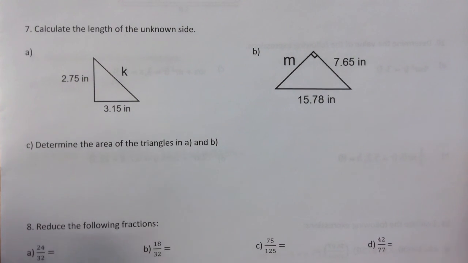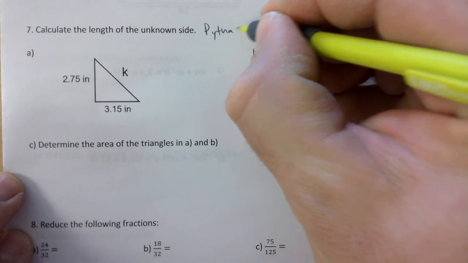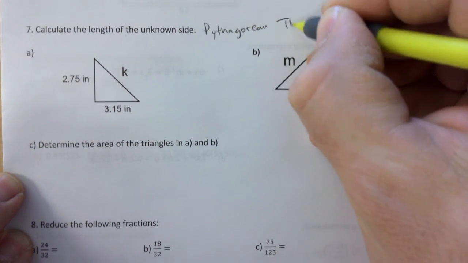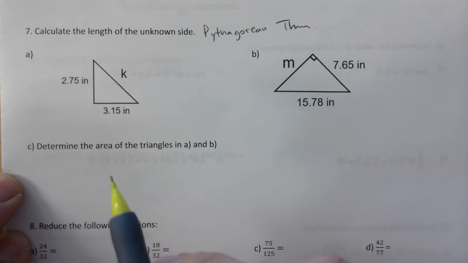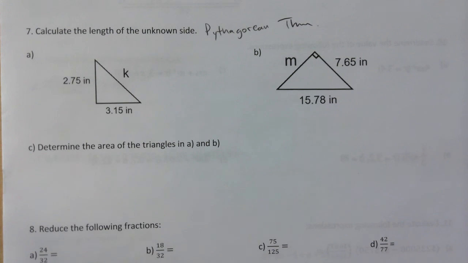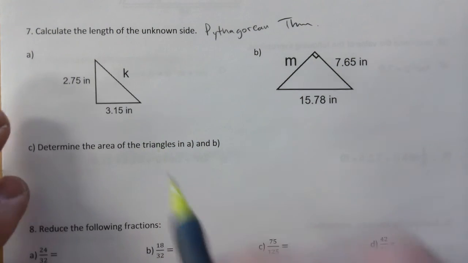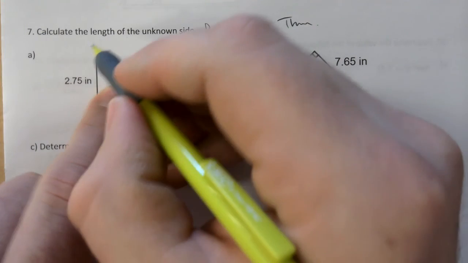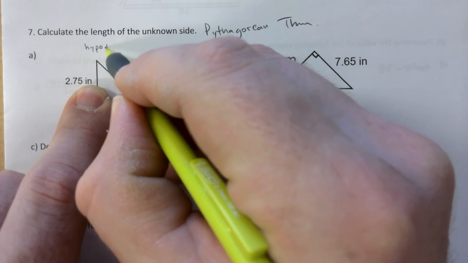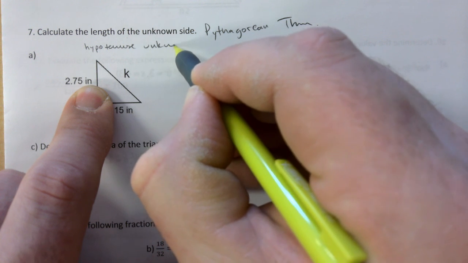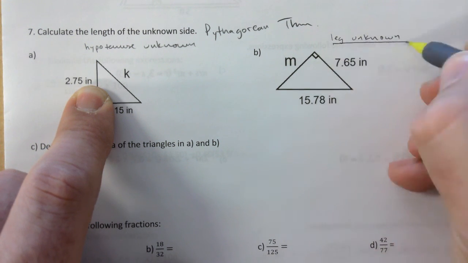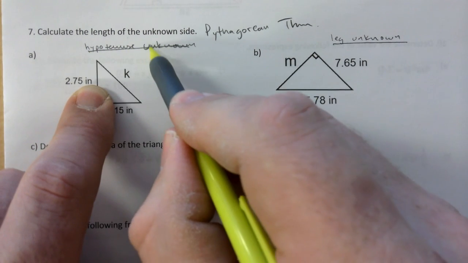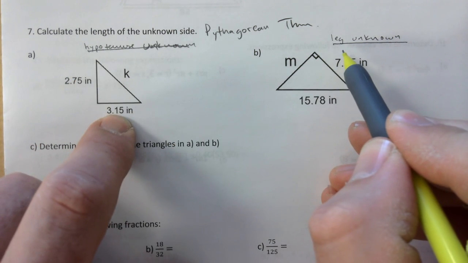Do you remember Pythagorean theorem? I hope. Yes, okay, good. So what I'm going to do is a shortcut. I don't write out the full formula. There are two cases. Hypotenuse is missing, or a leg unknown. It's either the hypotenuse is unknown or the leg is unknown.